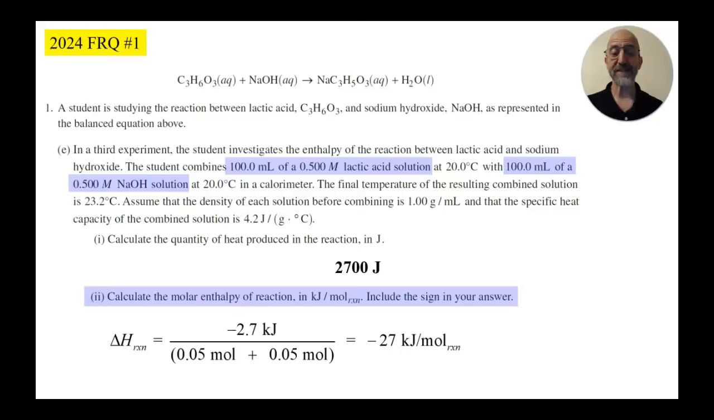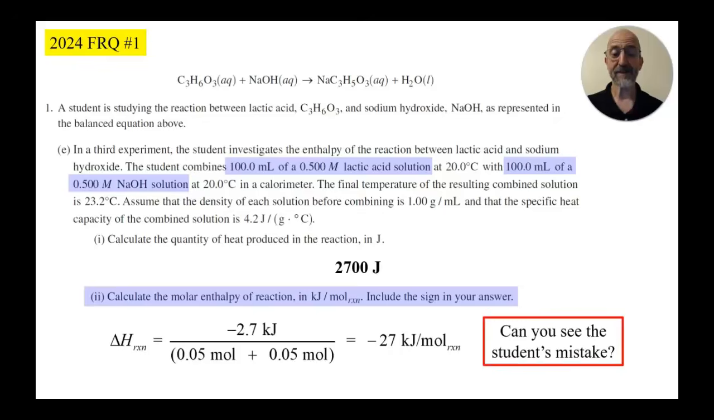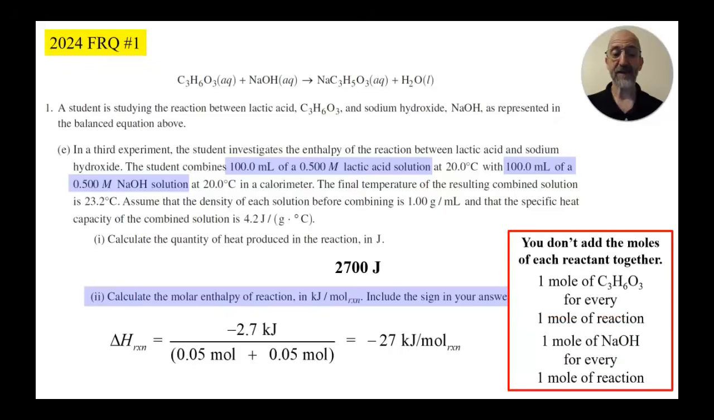The 2,700 joules, I divided by 1,000, so I have 2.7 kilojoules. But look at the denominator of that setup. We have a solution of lactic acid combined with a solution of sodium hydroxide. And what I did, which is incorrect, is I added the moles together. Now, you don't add the moles of each reactant together.